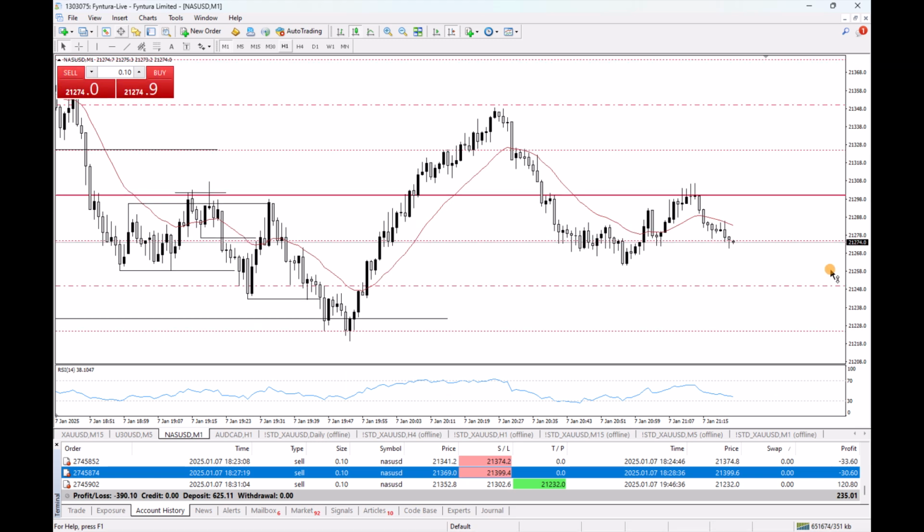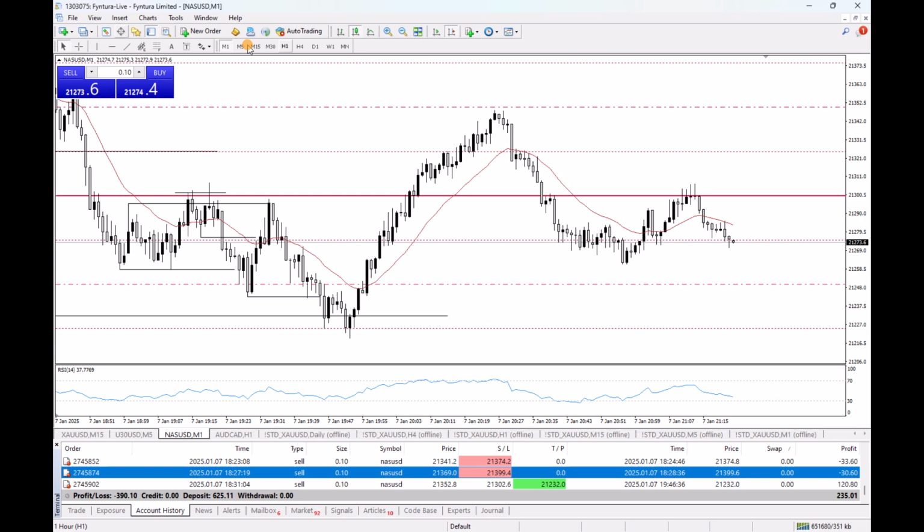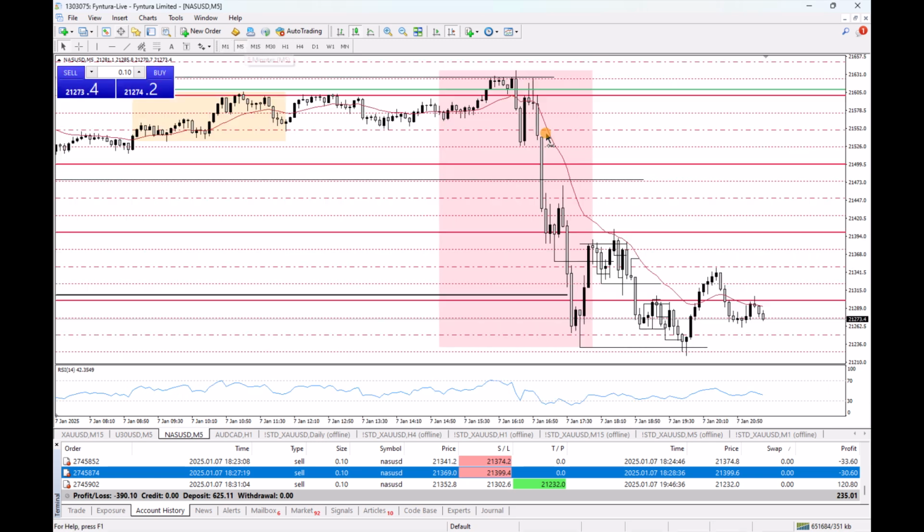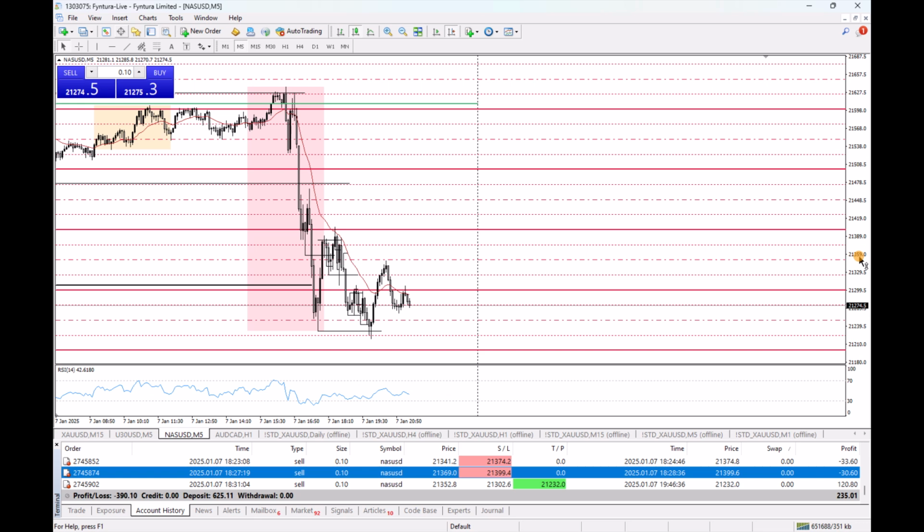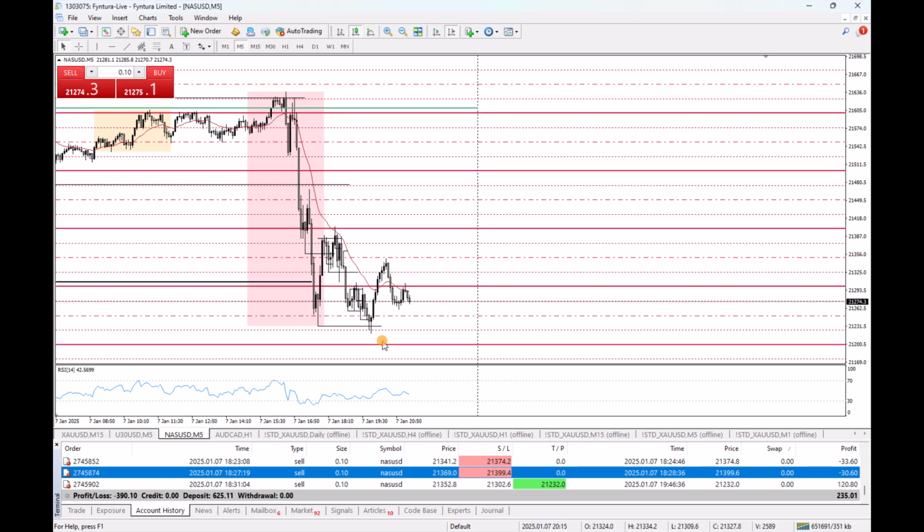So I wanted to go for more as well. I was actually going to target double zeros here, which is the next major level, round number level, this red line right here. But this was the low of the day, and this is the level that price pushed up from. So I was just targeting that level, which was 120 pips.